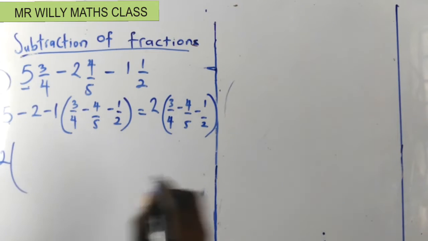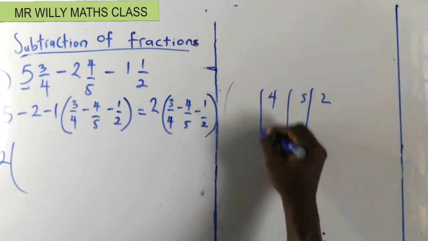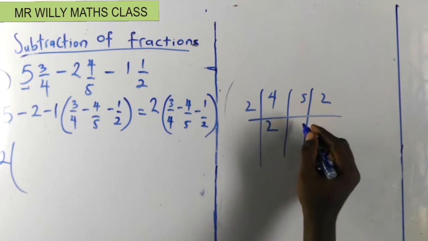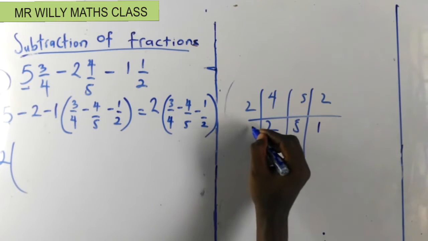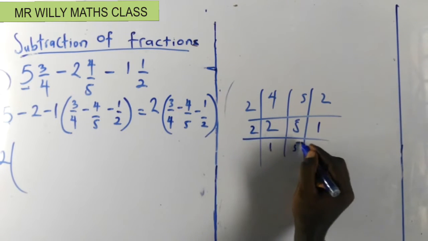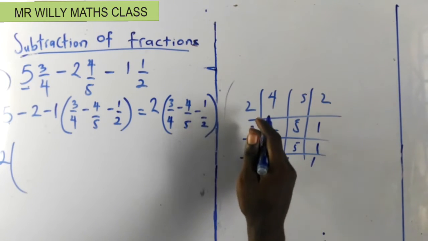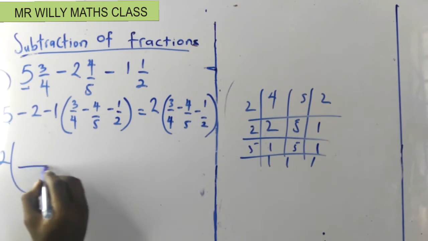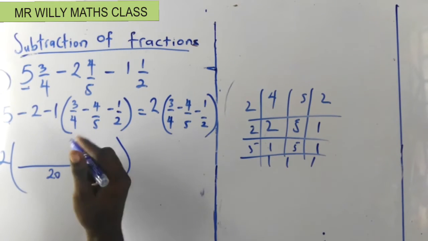So what's the LCM of 4, 5, 2? 2 in 4, 2 in 2, and 2 in 5. You see 5 because 2 is not a factor of 5. Then 1, 1, 1. So that will be 2 times 2, 4, 4 times 5, 20. So the LCM of 4, 5, and 2 is 20. So you now move on.